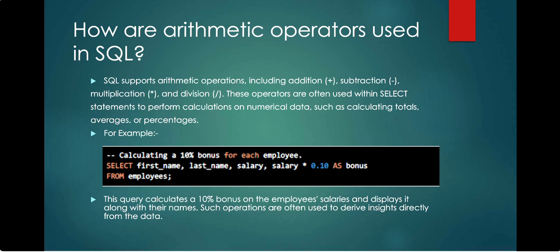So we can perform operations on numerical data like calculating total. If you want to calculate the total of any particular column, you can do total. And if you want to perform any mathematical operation like 10% of the salary of an employee, you can do it like this. So this one is particularly for a 10% bonus on the employee salary. So if you want to display the bonus that an employee is going to get, you can do an arithmetic operation on the salary column and display it as bonus. So let's try this example.